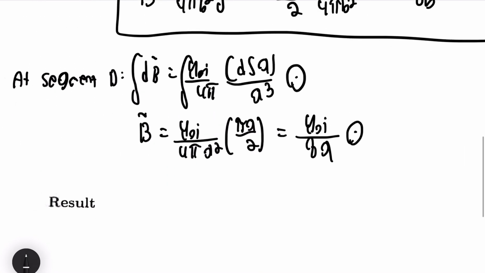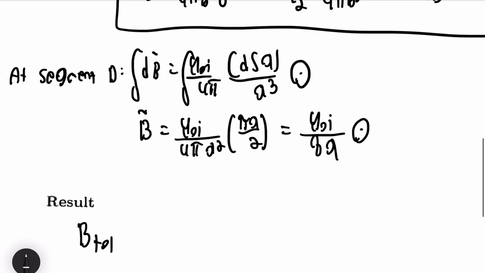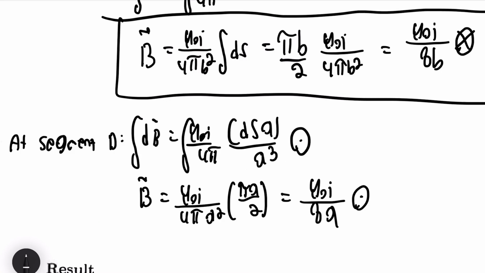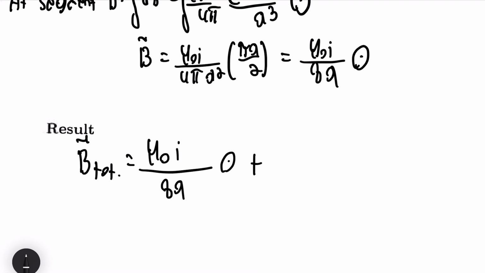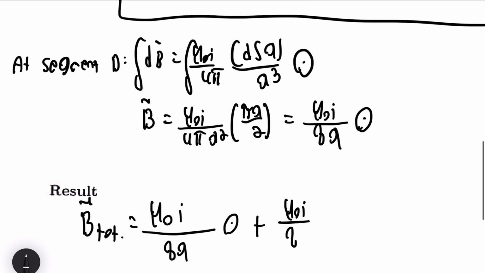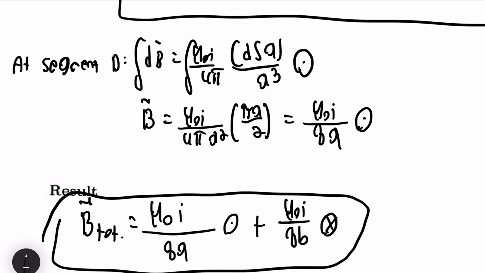So the total magnetic field, I just put B total, is equal to mu naught I over 8a out of the page plus mu naught I over 8b into the page. And that's how you solve number 1. Not too bad.